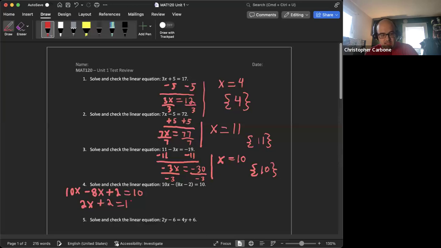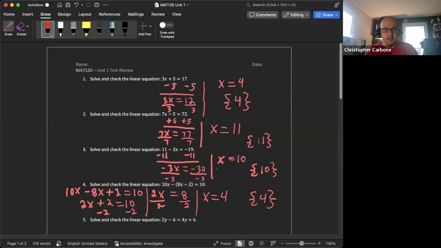And then we would subtract the 2 from both sides. And this is going to make 2x is equal to 8. Divide both sides by 2 to get our answer of x is equal to 4. And then again as a set with the curly brackets and the 4 in between them.